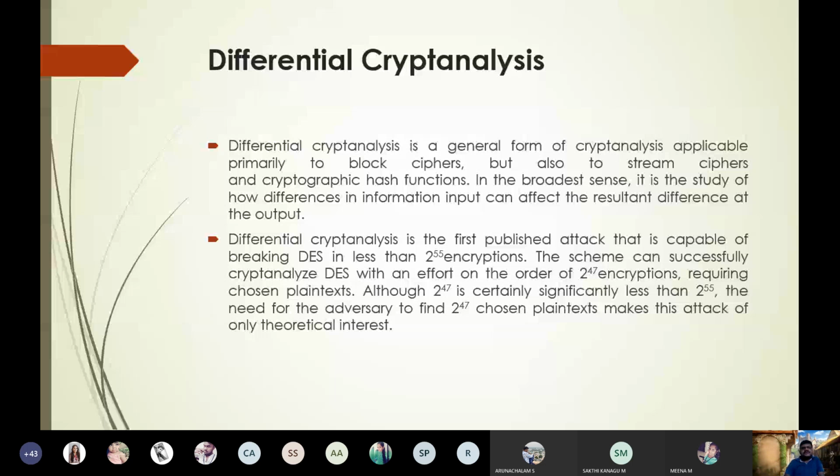Here, there are 2 power 55 encryption possibilities. Why 2 power 55? Because I'm using 56 bit keys. For those 56 bit keys, I want to generate some 2 power 56 values to get the original, the corrected one, right? So this is differential cryptanalysis.